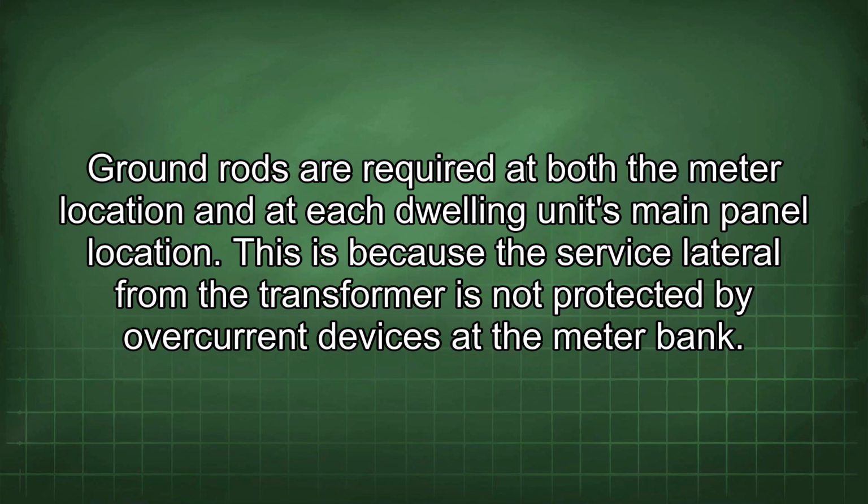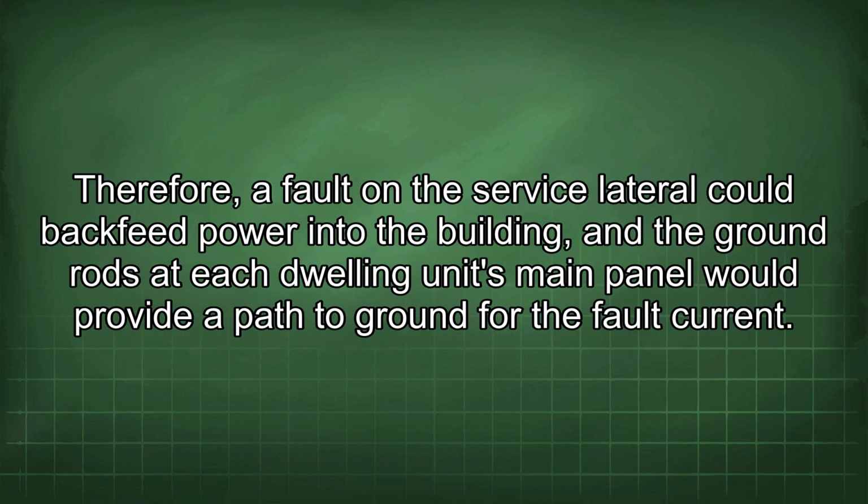Ground rods are required at both the meter location and at each dwelling unit's main panel location. This is because the service lateral from the transformer is not protected by overcurrent devices at the meter bank. Therefore, a fault on the service lateral could backfeed power into the building, and the ground rods at each dwelling unit's main panel would provide a path to ground for the fault current.